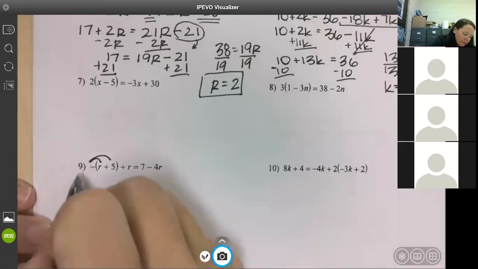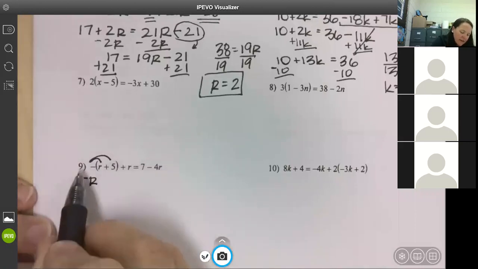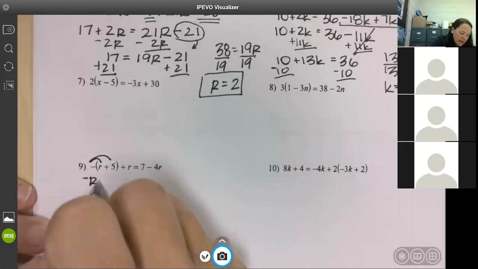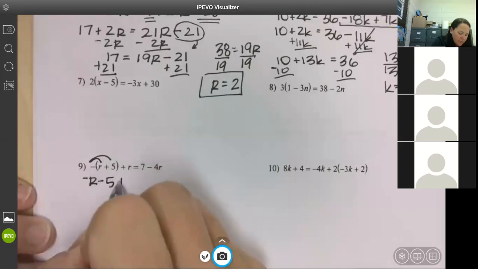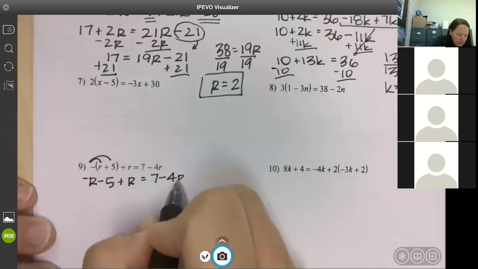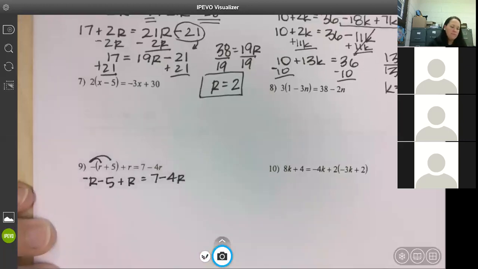Negative R. Negative 1R. What's negative times 5? Negative 5. Perfect, negative 5. So just change the sign. Plus R equals 7 minus 4R.